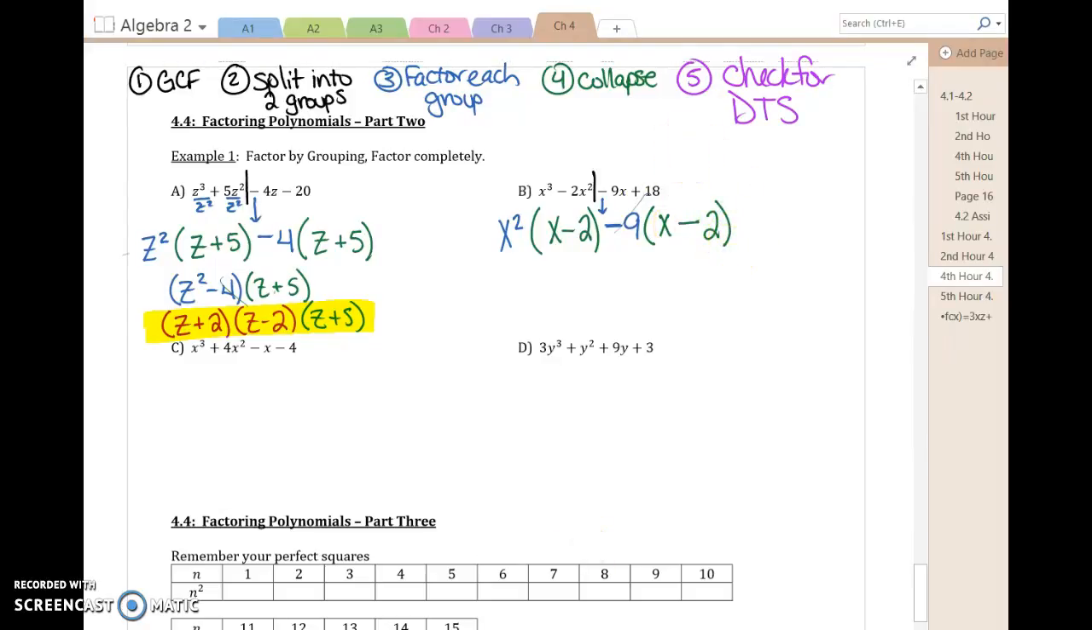Notice that your parentheses match. You have x minus 2 and x minus 2. Collapse this. X squared minus 9 times x minus 2.